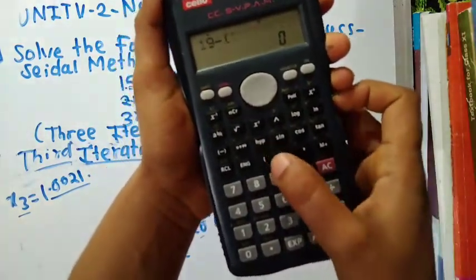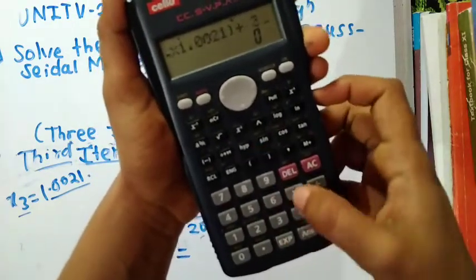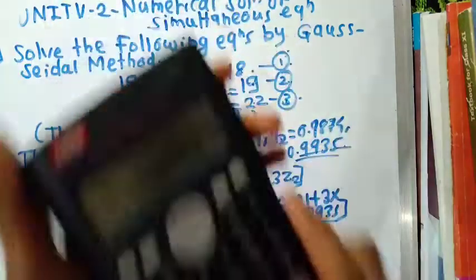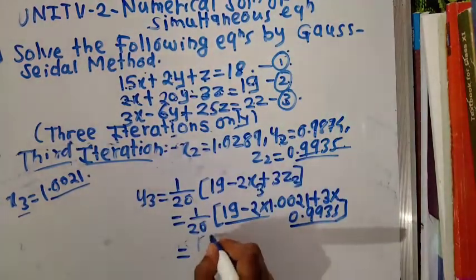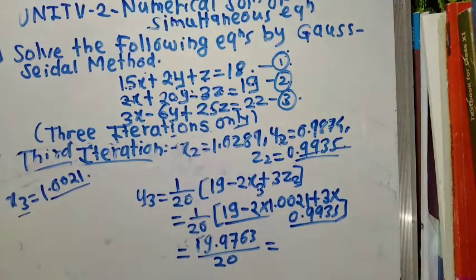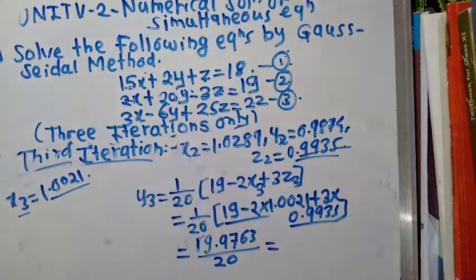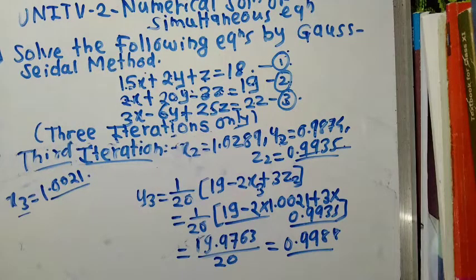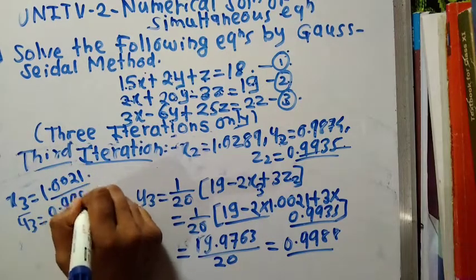19 minus 2 into 1.0021 plus 3 into 0.9935, which is equal to 19.9763. 19.9763 divided by 20 is equal to 0.9988. 0.9988 means y3, which is 0.9988.